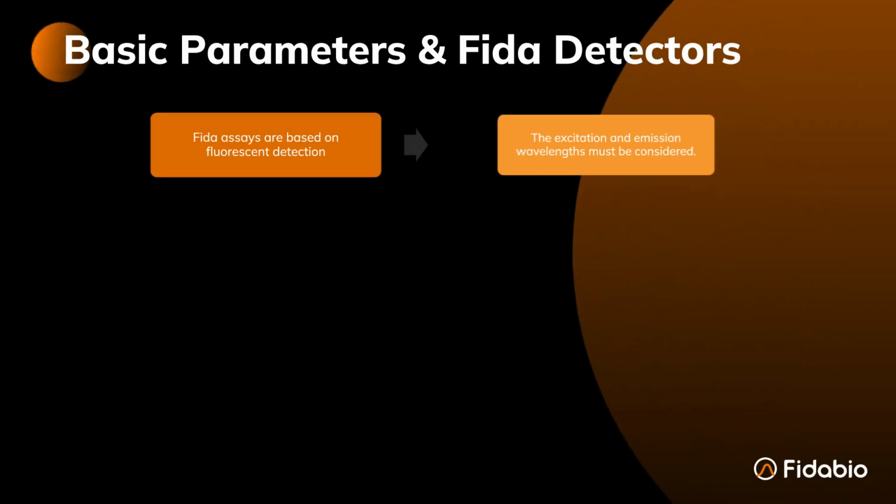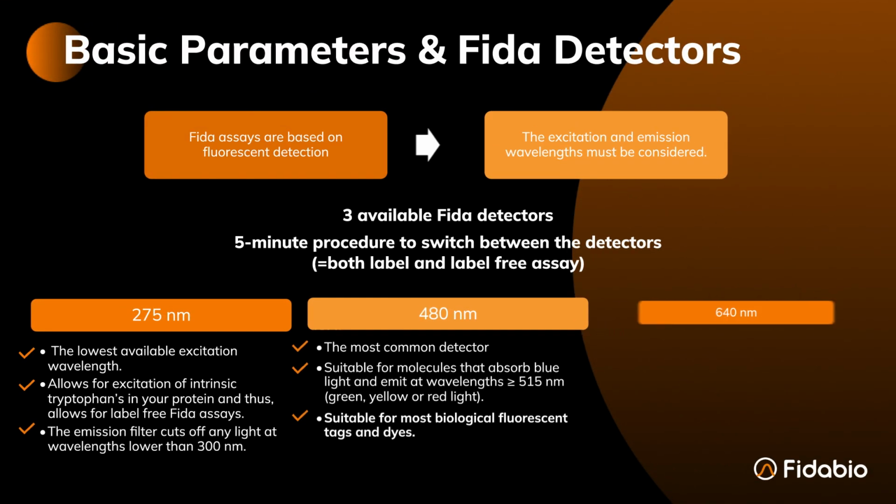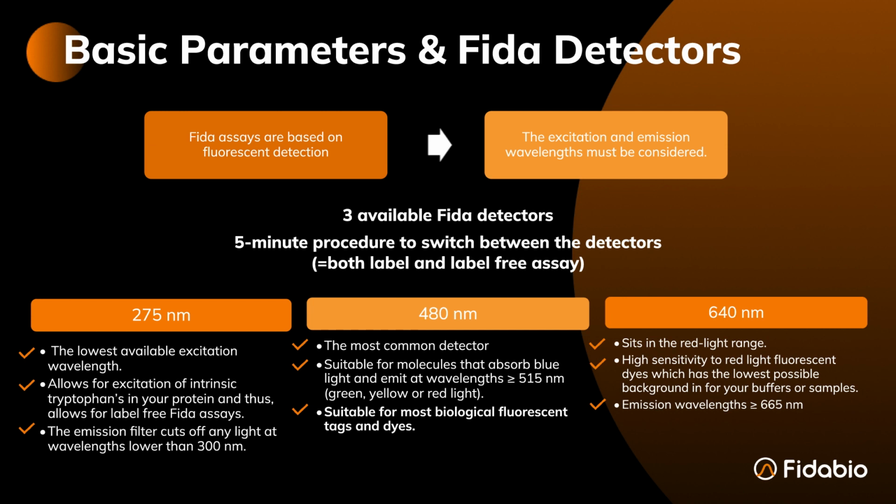A FIDA assay is an assay based on fluorescent detection. As such, the excitation and emission wavelengths must be considered. There are 3 different available detectors for your FIDA instruments, and it is a simple 5-minute procedure to switch between them. The lowest available excitation wavelength is 275 nanometers.